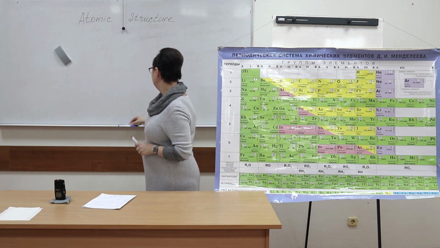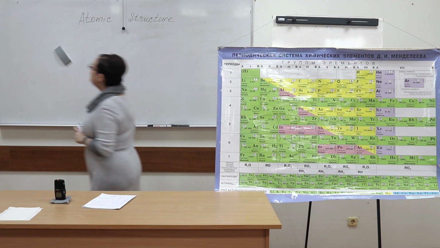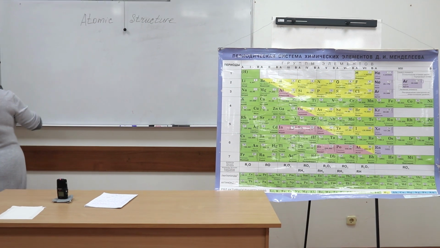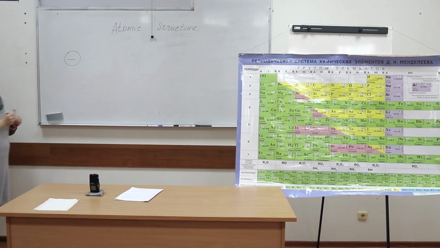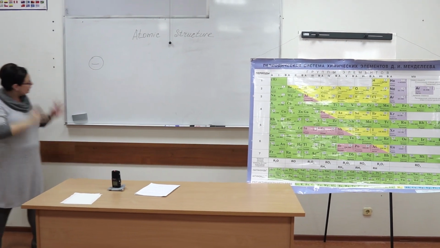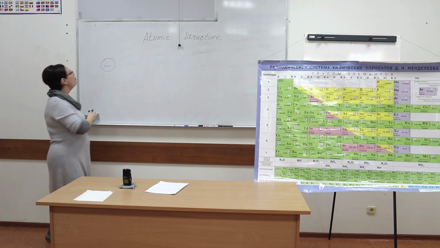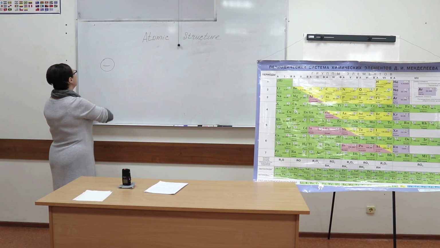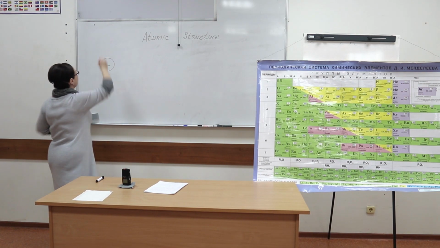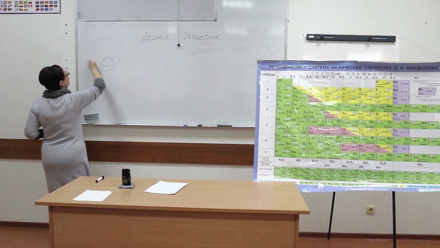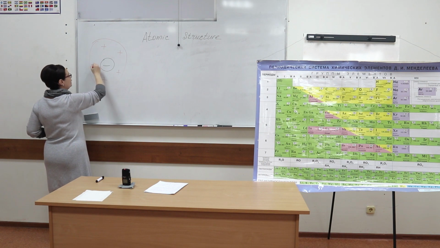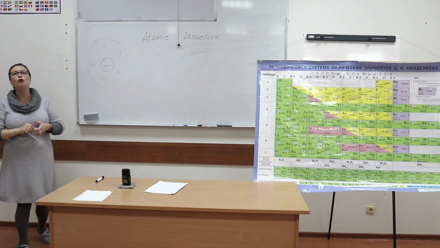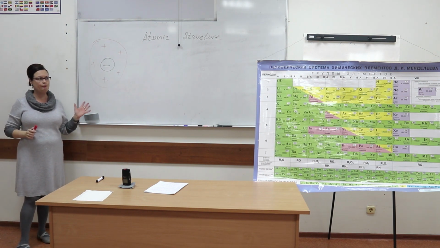Thomson thought that electrons are collected in the center of the atom, making a big negative charge, and positive charges are distributed in the atom like plums in pudding, and this model was called the plum pudding model.